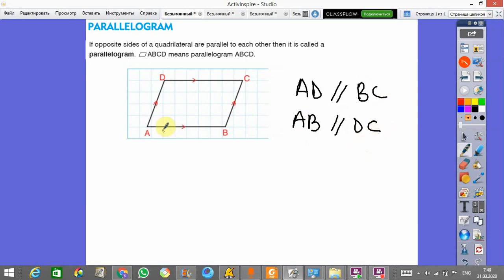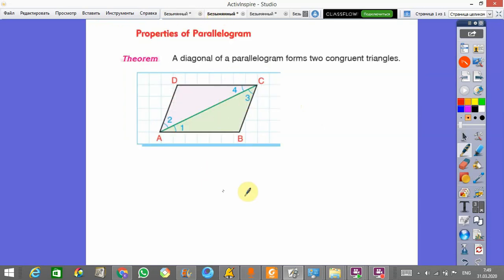Interior angles: A, B, C, and D. These angles are interior angles of a parallelogram. Properties of a parallelogram.